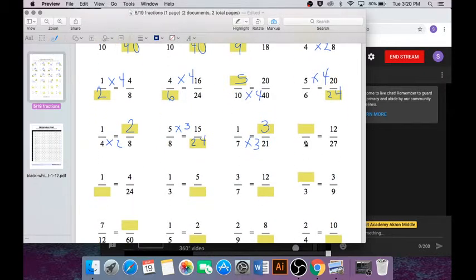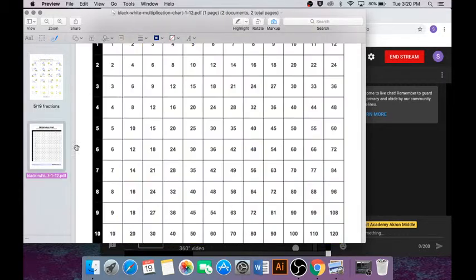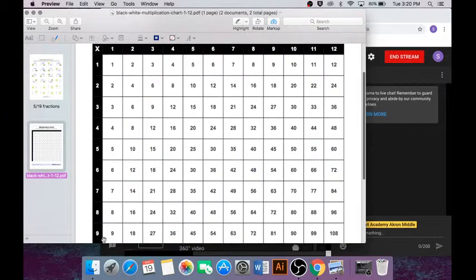Our next one, we also have our denominators. So we're going to use our 9 times table to find 27. So our 9 times table is right here. 27 is right here. So if we go up, we see 9 times 3 is 27.